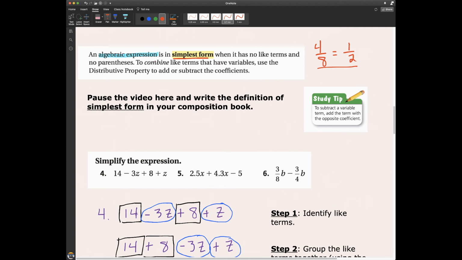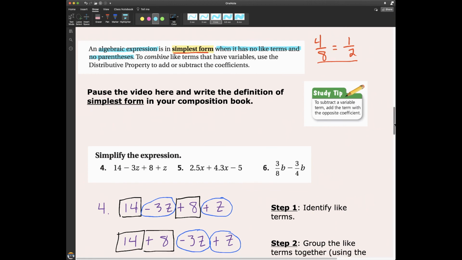So an algebraic expression is in simplest form, and here is the definition: when it has no like terms and no parentheses. So I'm going to pause the video here, and I want you to write the definition of simplest form in your composition book. If you're watching Edpuzzle, then the video will pause right now. All right, so hopefully you have that definition in your composition book.